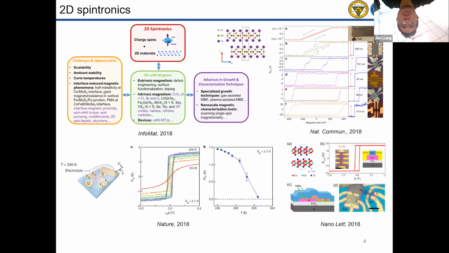Besides, it is reported in Nature that by gate tuning, the Curie temperature is regulated to above room temperature.